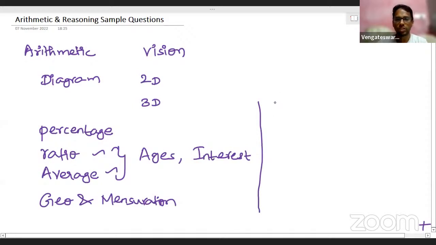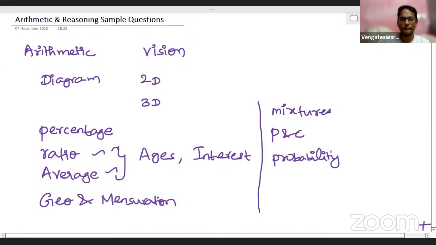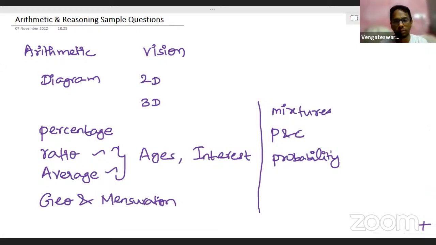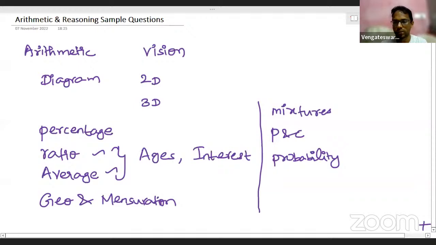You will find questions based on mixtures. You can find questions based on permutation and combination, and probability. Everything is there, don't worry about it. But all these are basically going to be some kind of applications of this arithmetic only. So any doubts up to this? Any questions to ask up to this? Just a few seconds. Any doubts?